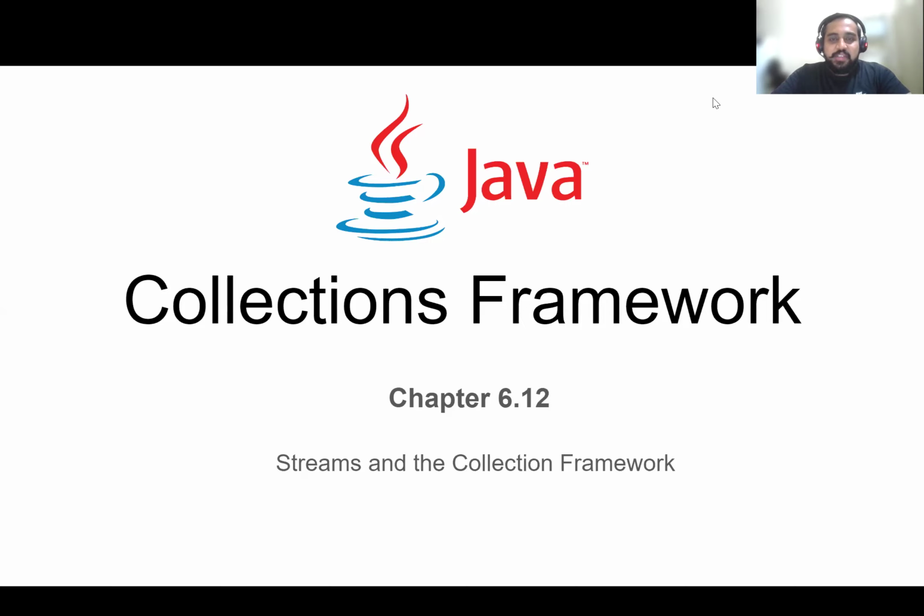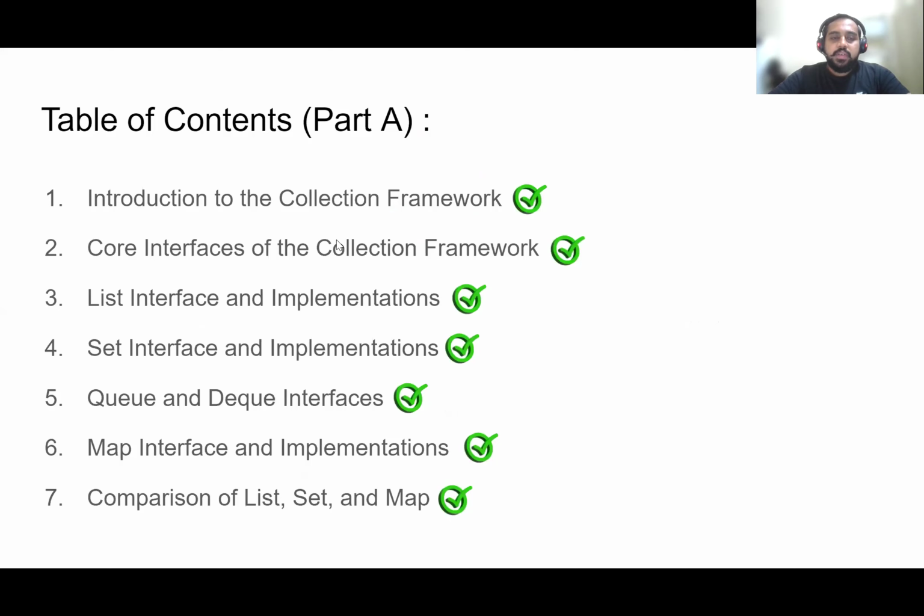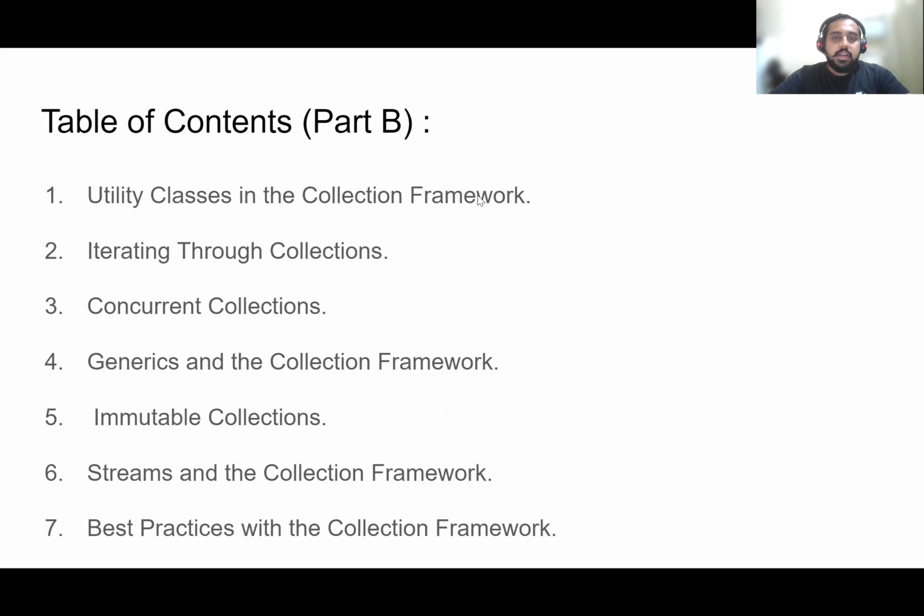Today we'll see Collection Framework chapter 6.12, that is Streams and the Collection Framework. So let's get started. In our previous videos, we covered all of these topics under part A, and under part B, we covered most of the topics. In our very previous video, we talked about immutable collections. So now we'll see what streams are and their use in the collection framework.